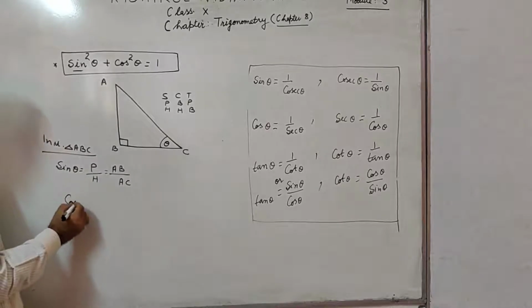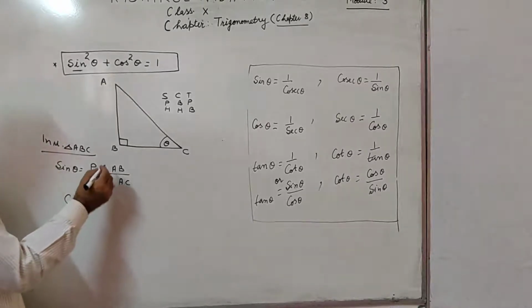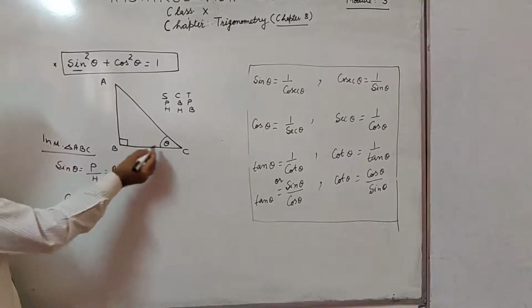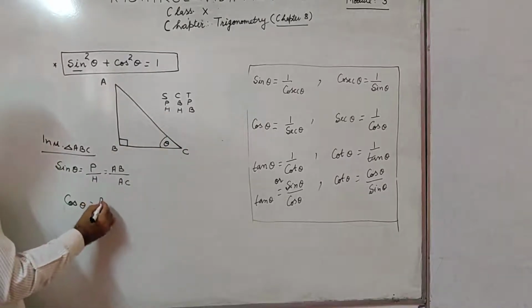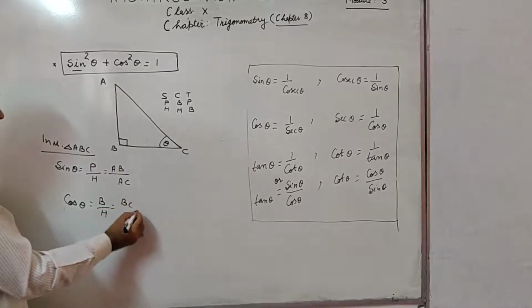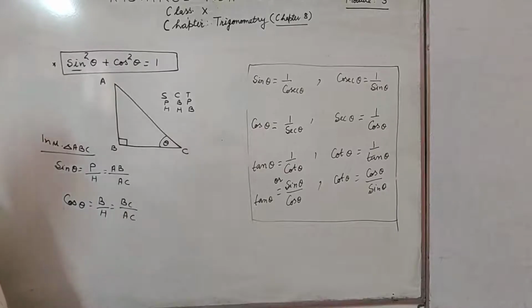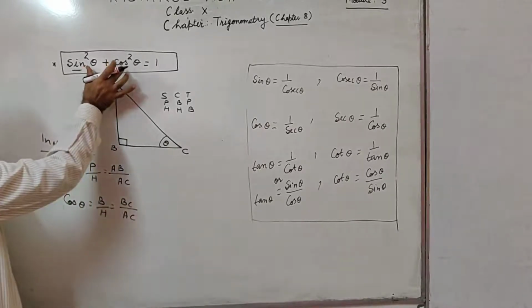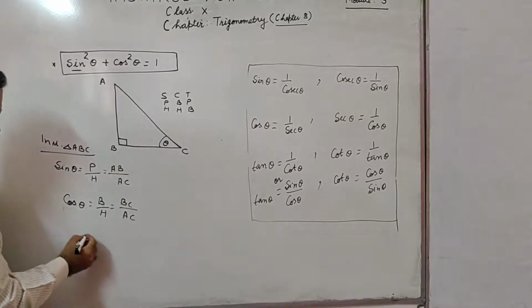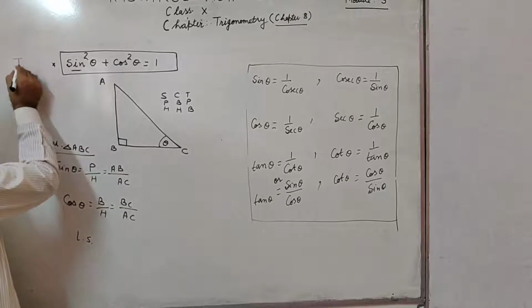Cos theta. What is cos theta? Cos theta is B by H. What is base? This is BC and this is AC. What are we to find out? We take LHS. This is to prove.